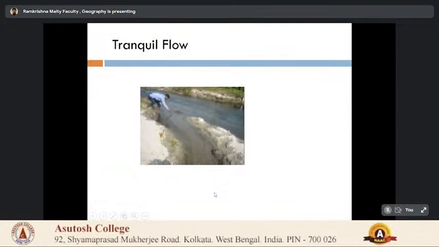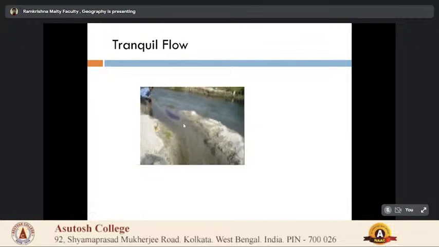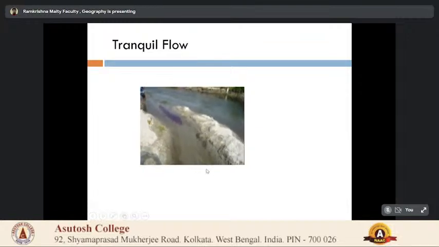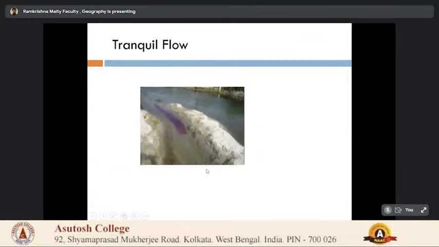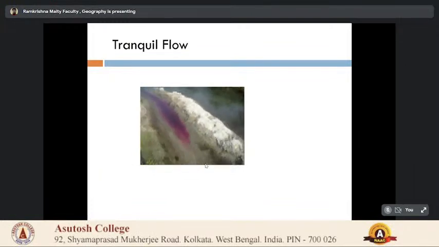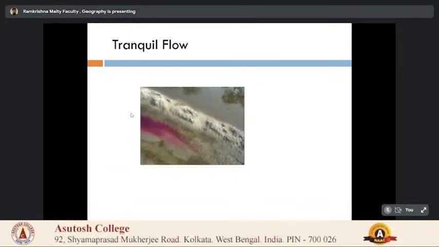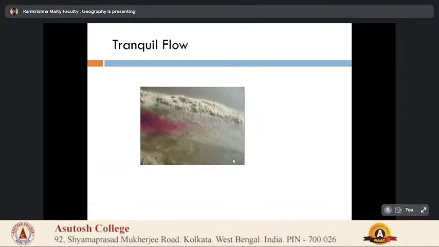You see, in the original setup, the flow was tranquil, the flow was laminar, and the river had only the capacity to transport. There was no capacity for erosion.